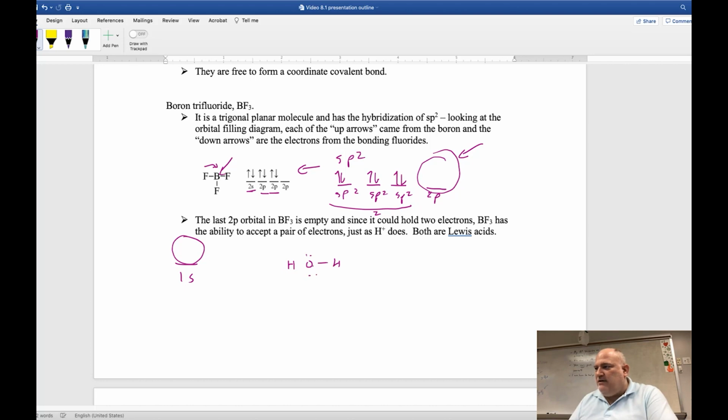Doesn't water have 2 extra pairs of electrons on here? And so what can happen is that pair of electrons can get donated here to be shared. And what ends up happening is that when those electrons get shared onto here, what you end up with is a molecule that has an extra hydrogen on it, and it looks like this. This is the hydronium ion, and it is essentially the same thing as H+.